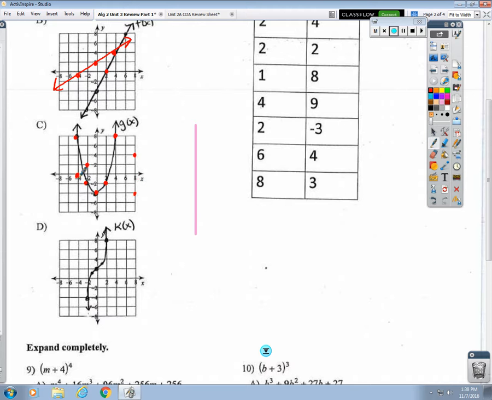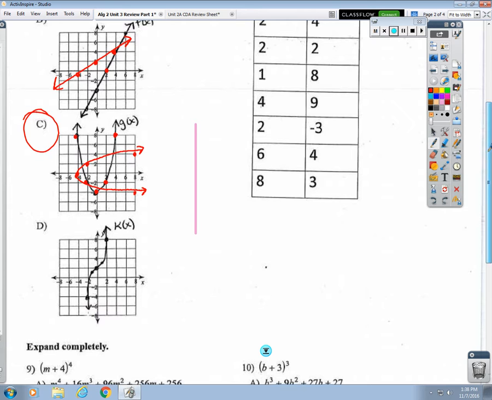So what happened to the parabola? It flipped on its side, so is it still a function now that we've done the inverse? No, so C is also a right answer. Okay, because when you do the inverse of it, it's no longer a function. It no longer passes the vertical line test.